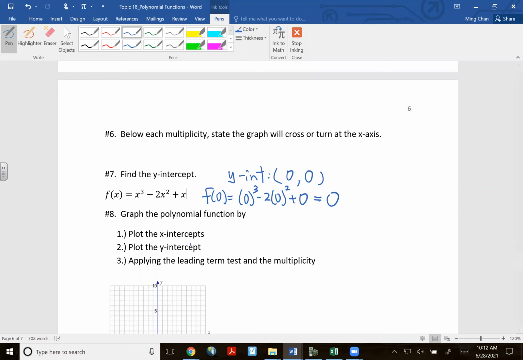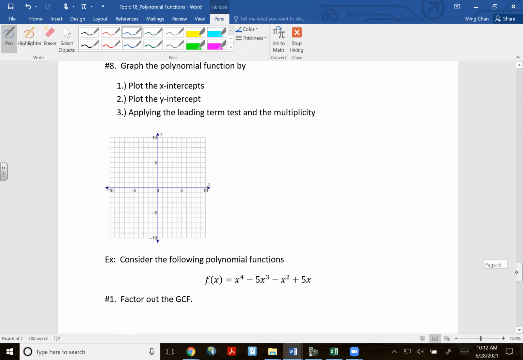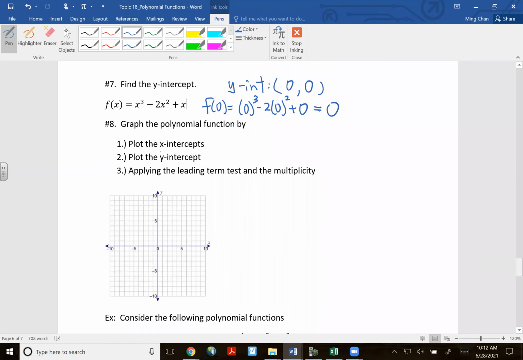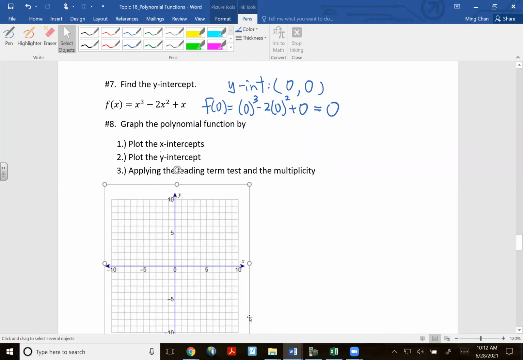So let's graph this by hand. Plot the x-intercepts. This is where the leading term test can come in. Remember, the degree of the polynomial is 3. Leading coefficient is positive 1. So it will be scribble, scribble, scribble. Right side goes up, left side goes down. This is approximately what the graph should look like. The scribble part is what's happening around the x-axis. So we know the x-intercepts are (0, 0) and (1, 0).